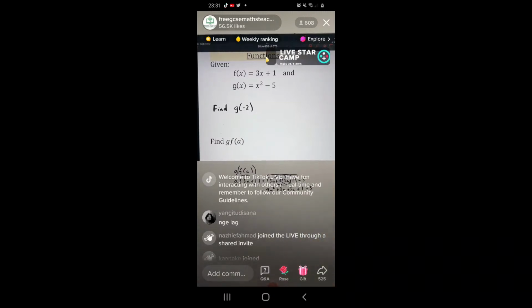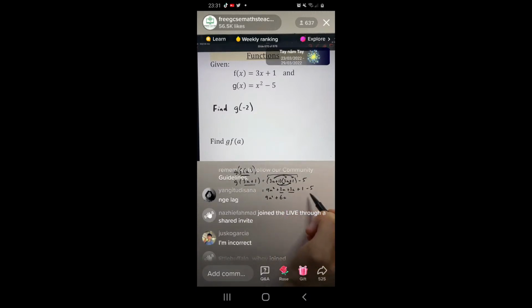I now collect like terms. So like terms must have the same base and the same power. So I have 9a squared. I have 3a plus 3a, which gives us 6a. And 1 take away 5 gives you -4.